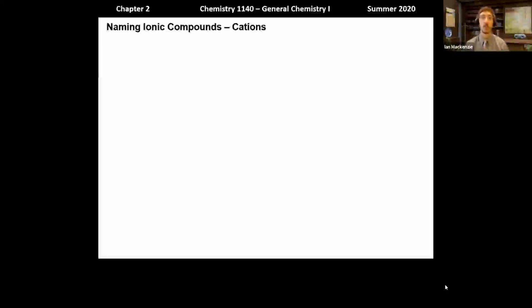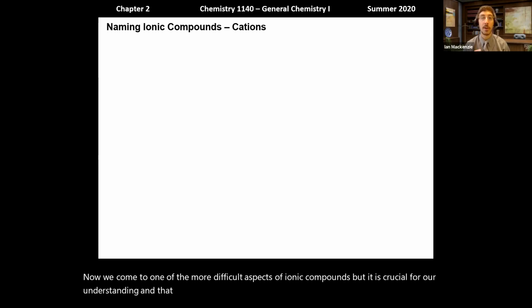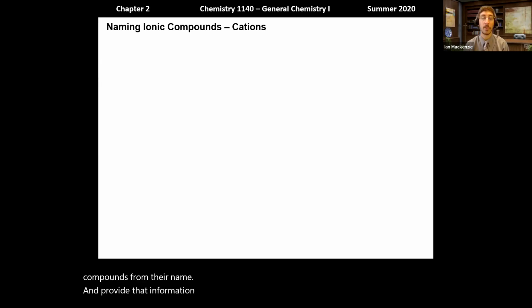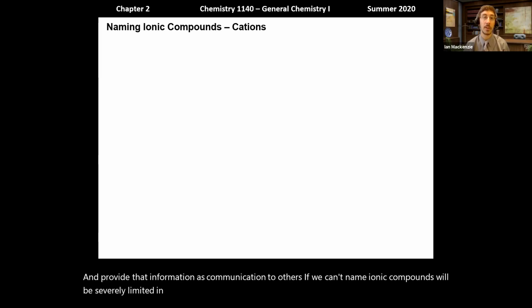Now we come to one of the more difficult aspects of ionic compounds, but it is crucial for our understanding, and that is naming. We must be able to name ionic compounds, recognize ionic compounds from their name, and provide that information as communication to others. If we can't name ionic compounds, we will be severely limited in our ability to communicate.